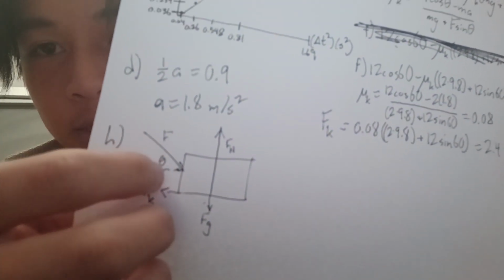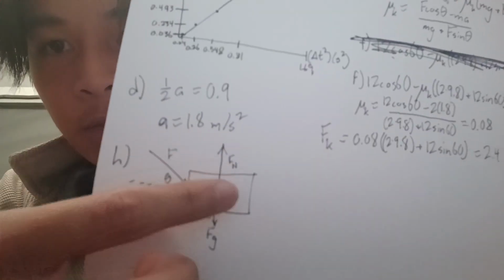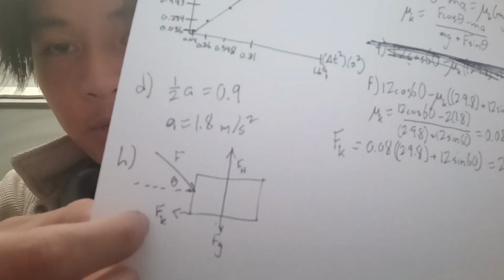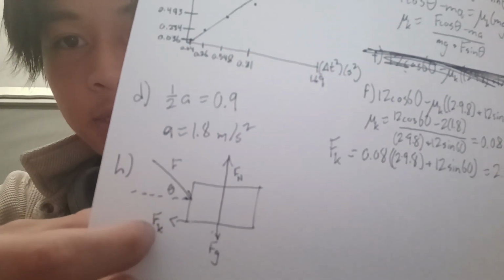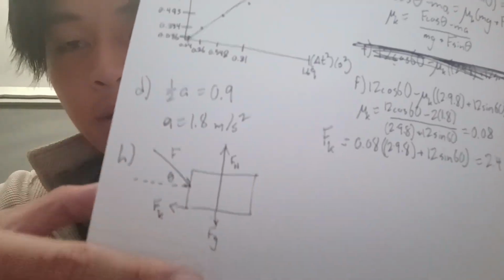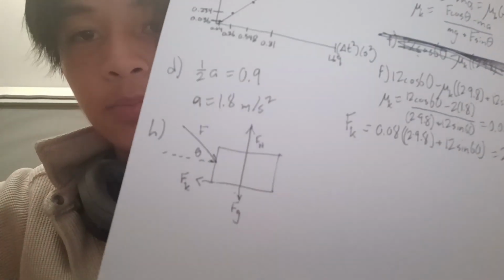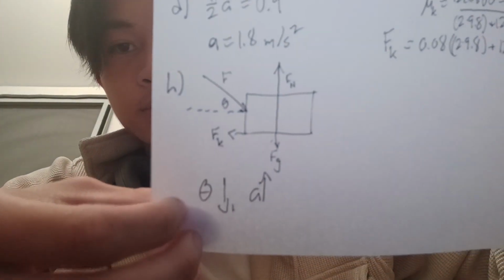If this decreases, that means that Fn decreases, meaning that Fk decreases. And so if Fk decreases, then the acceleration would go up because there's less force acting against the block's motion. So if theta goes down, A goes up.